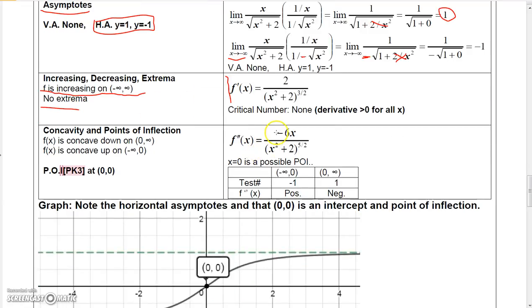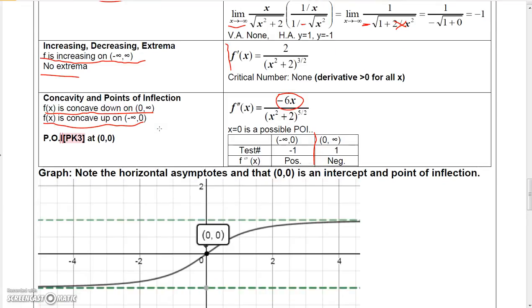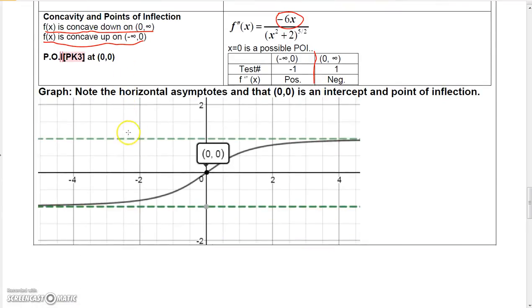Now, if you look at the concavity, get the second derivative, you do have a place where the second derivative is 0, because if you set this equal to 0, you get x equals 0. So if we look to the left of 0, we can plug negative 1 in, and the second derivative is positive. So we're going to be concave up on negative infinity to 0. And then if we plug 1 in, the second derivative is negative. So we're going to be concave down on 0 to infinity. Okay, so we do have an inflection point at (0, 0).